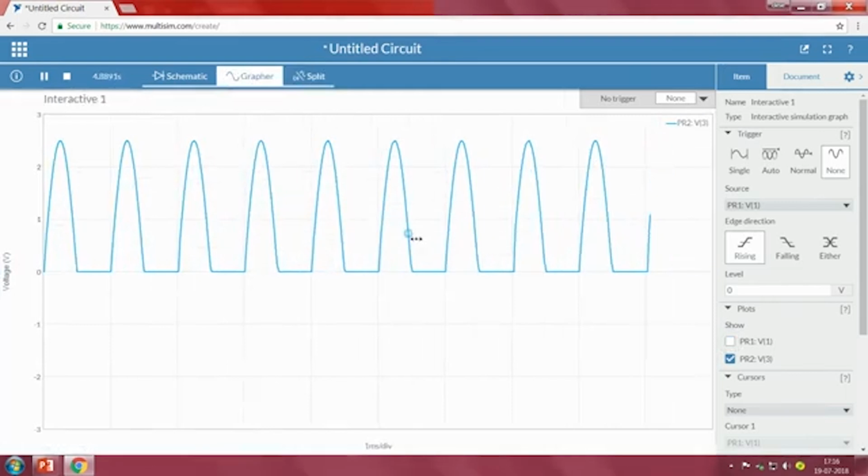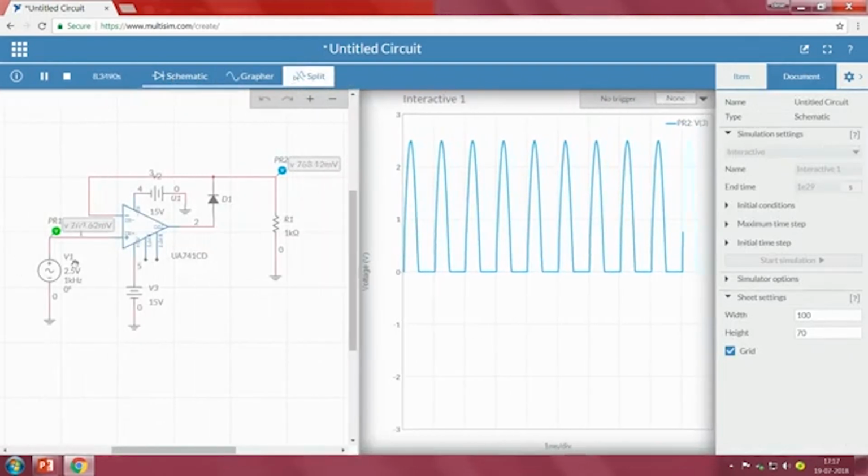When we see the output, it is completely rectified. The negative peak of our input signal is completely removed. Since it is a half wave rectifier and we are using a single diode, the negative peak of this particular input signal will be completely removed. So let me change the frequencies and we will analyze.